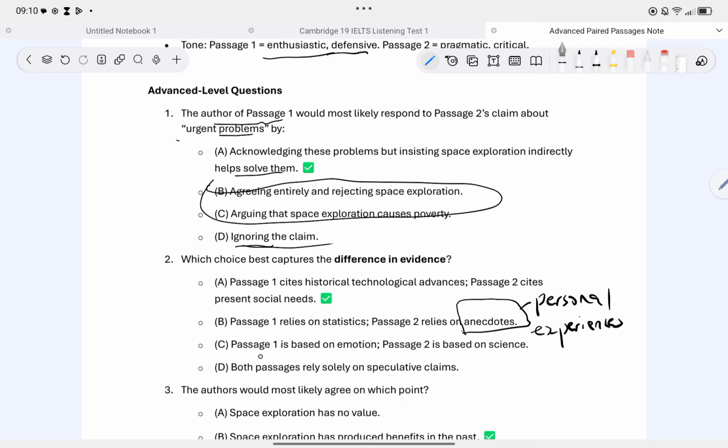C, passage 1 is based on emotion, passage 2 is based on science. That's not the case. D, both passages rely solely on speculative claims. Are they speculative? No, they're not speculative. So passage 1 is correct. One is saying yes, there will be technological advancements. One is saying we need to focus on social needs, urgent needs.